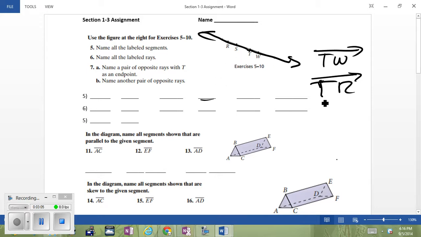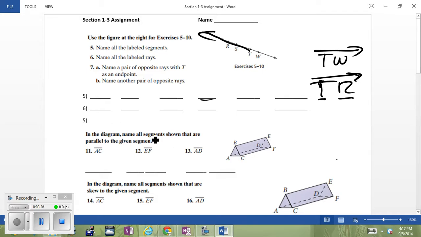Now again, I said ray TR. That starts at T and moves in the direction of R. The arrow doesn't necessarily say, oh, this is pointing to the right, when the ray here is pointing to the left. That doesn't matter. Starting point, direction point. That's how a ray is named. Starting point and a direction point.